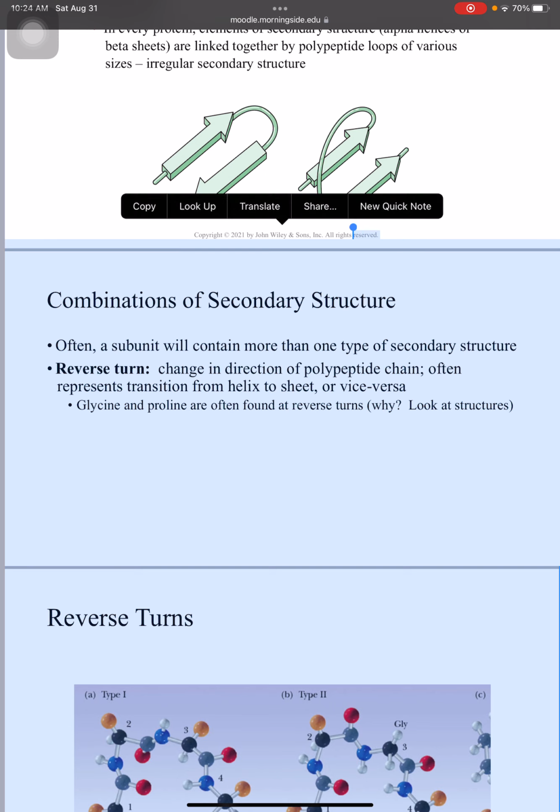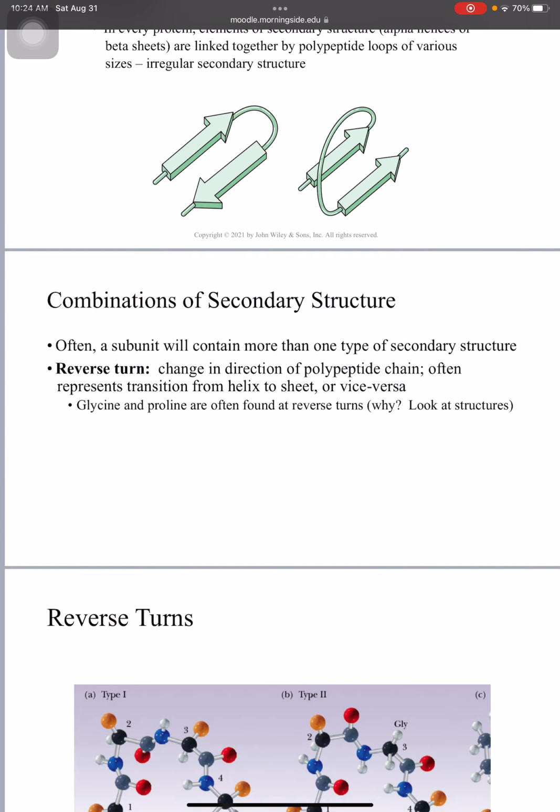There are a couple of amino acid residues that you commonly find in reverse turns. One of them is glycine, right? Glycine is very commonly found in reverse turns. Why do you think that is? Maybe pause it. Give it a second to think about it. Why would glycine be really good in reverse turns? Spoiler, I'm about to tell you.